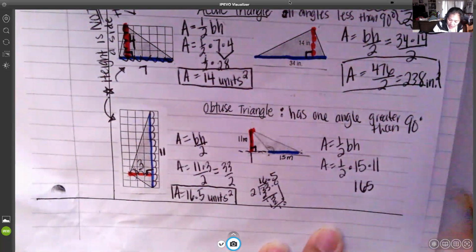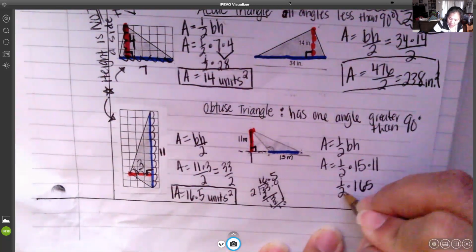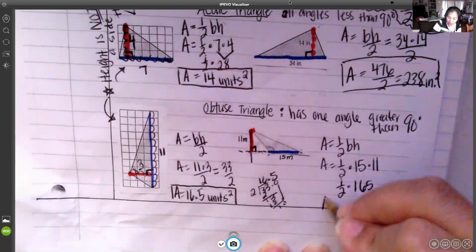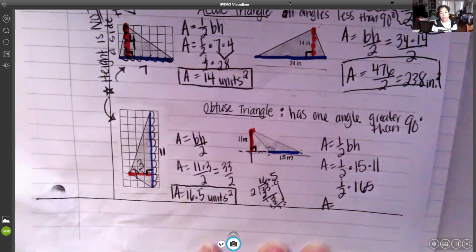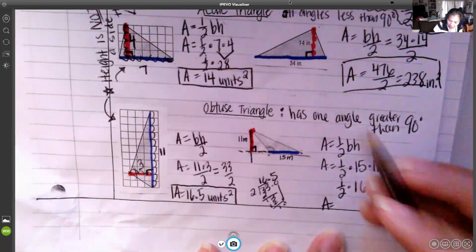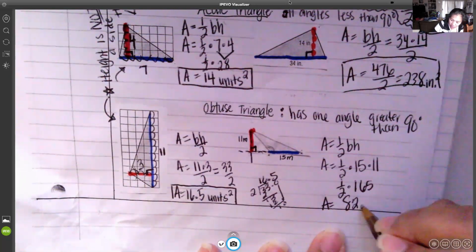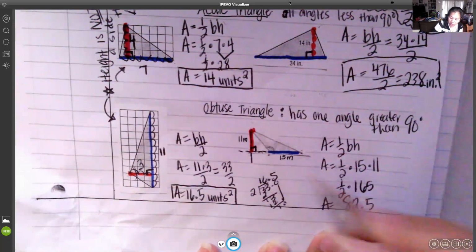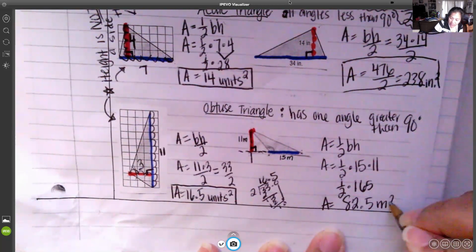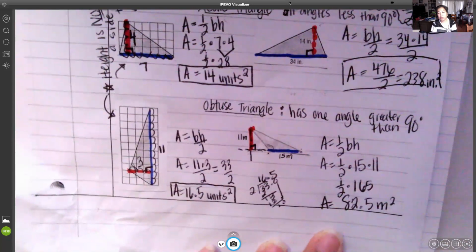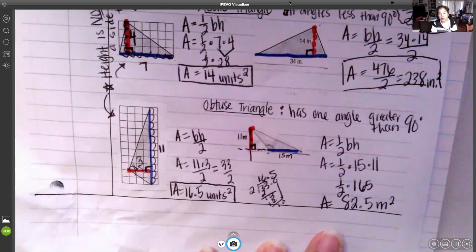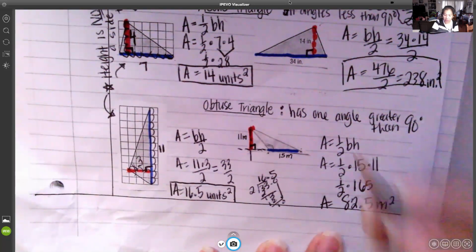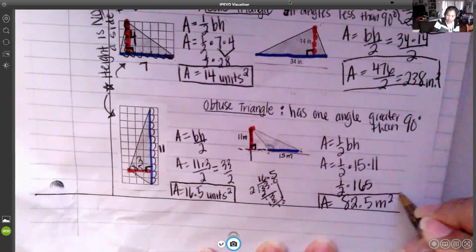So that's 165 times a half. That means I'm just going to divide that by 2. I know I'm going to get a decimal, so 82.5. And now we have units, and that's meters, and that has to have a little power of 2, squared meters. And there we go. 82.5 meters squared is the area of this triangle here.